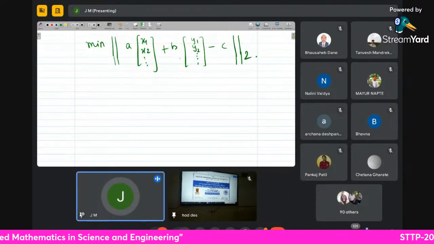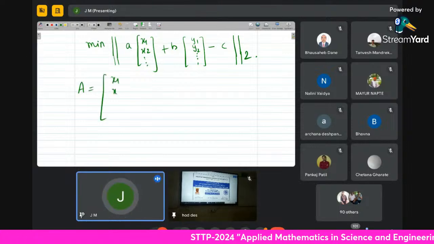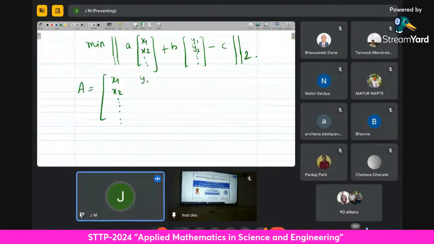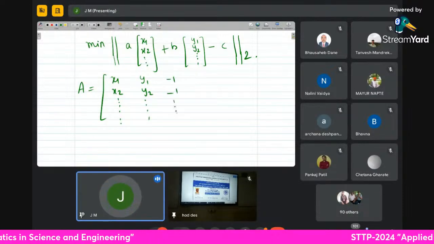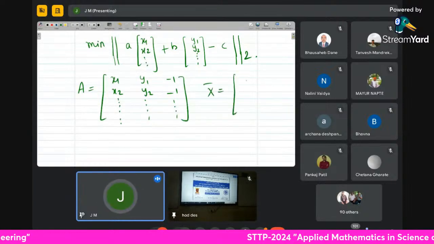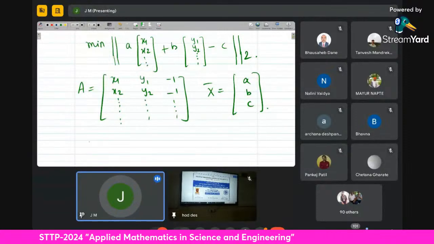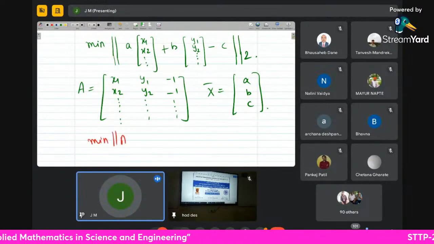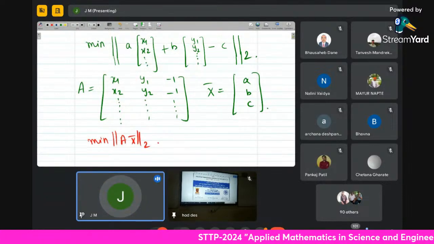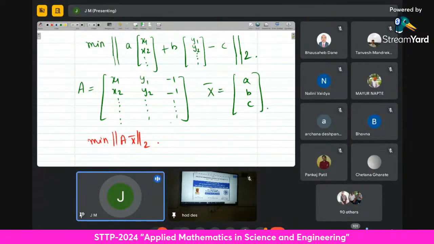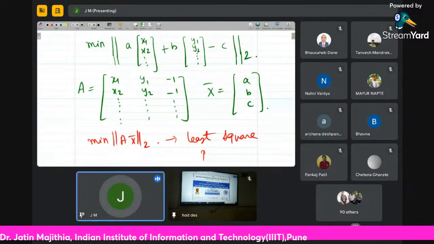Now, as one can observe, you can write this in vector form, matrix form as well. What you do is you take your A as x1, x2, x3 and so on, y1, y2, minus 1, and so on, with A, B, C. So ultimately, I am rewriting this: I want to minimize ||AX - B||. This is what your optimization problem is, this is your least squares to minimize the distance.